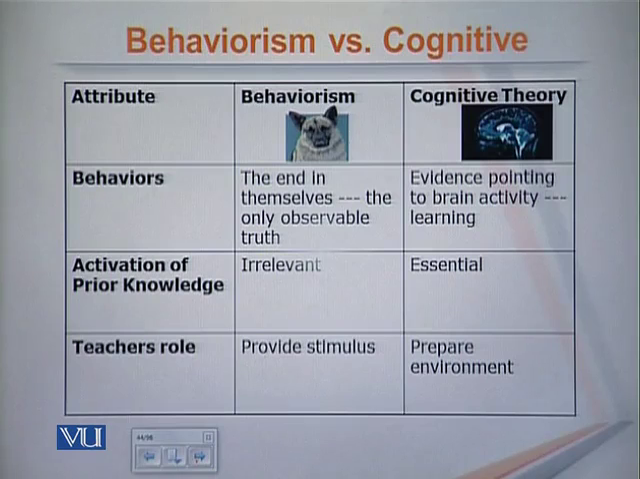Behaviors then. In behaviorism, the behaviors are an end in themselves, the only observable truth. To understand that a behavior has been learned, the behavior has to be manifested. What happens before that, behaviorism is not interested in, as long as the behavior is shown. So the behavior is the end product, the behavior is the end result, the behavior is the ultimate thing that you're looking for. Unlike in cognitive psychology, evidence pointing to brain activity is needed because that signifies learning.